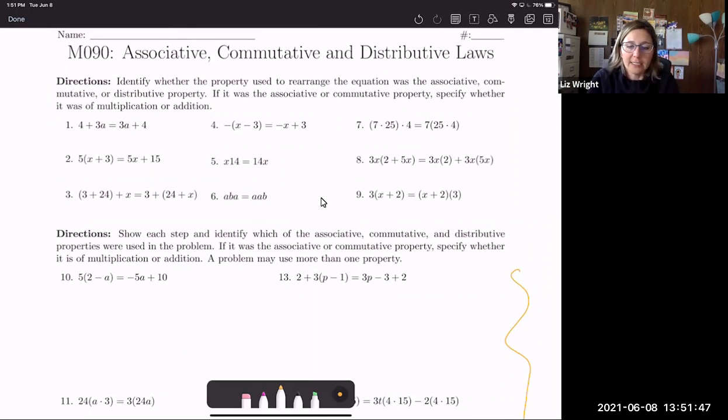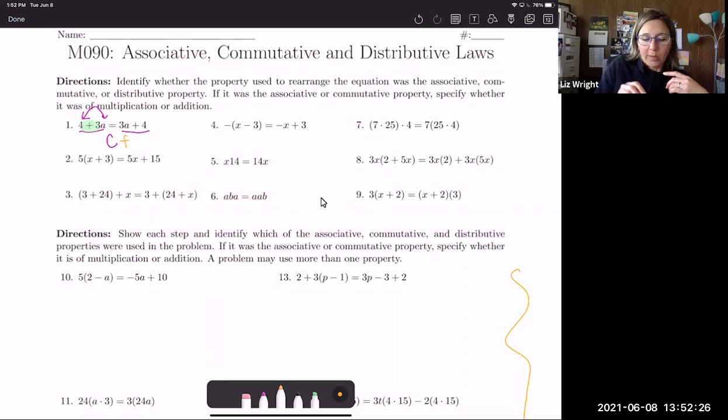The directions up here say identify whether the property used to rearrange the equation was the associative, commutative, or distributive property. If it was the associative or commutative property, specify whether it was of multiplication or addition. You've gotten to do so much practice on these on the previous pages, you're probably going to do just fine. But you're looking at how this compared to here, and I'm hoping you're saying, oh, these 2 traded places. That's the commutative property. What operation did it trade across? It traded across addition. So that's going to be the commutative property of addition. And that's what you're going to do.